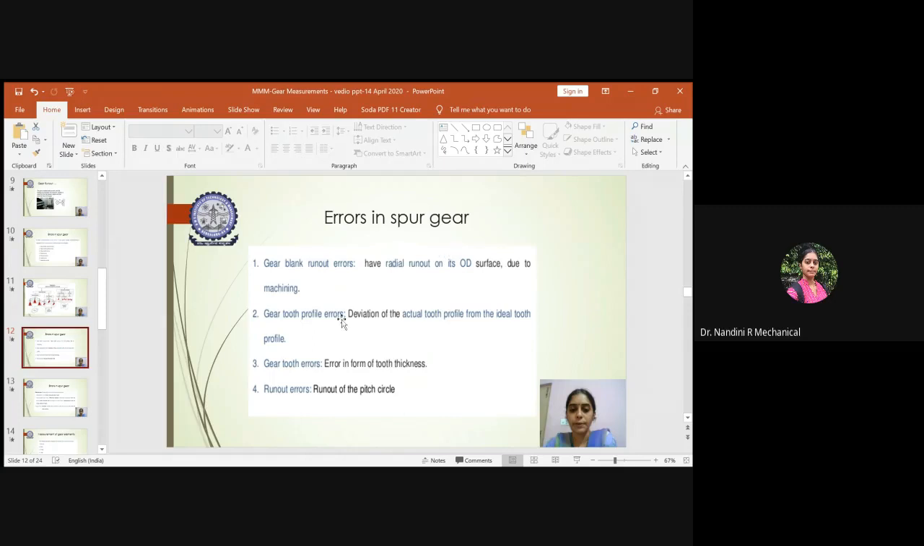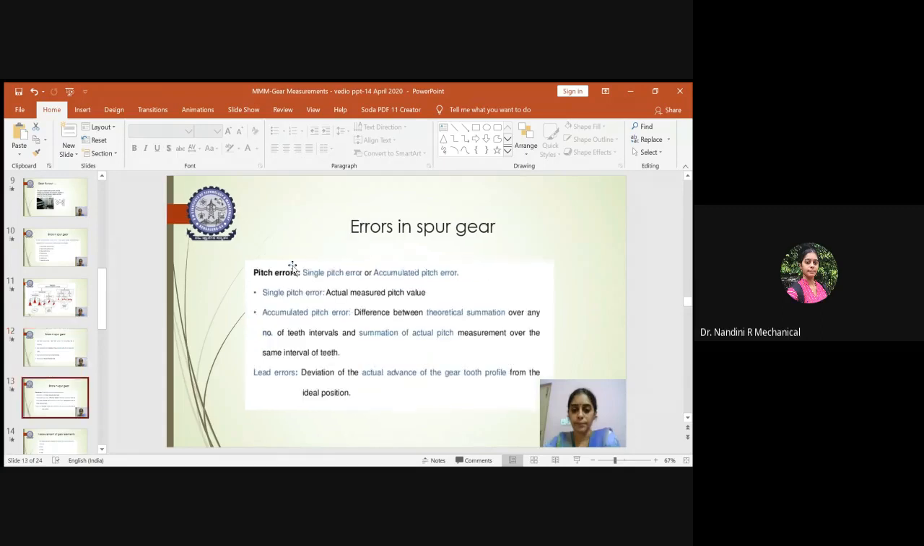So run out errors is nothing but the run out of the pitch circle. Gear tooth error is an error in the form of the tooth thickness that you're measuring. Gear tooth profile error: if you come across any deviation from the actual tooth profile, then you will come across gear tooth profile errors. And similarly, gear blank run out errors: if you have radial run out in the outer diameter surface of the given gear, then you come across these gear blank run out errors.